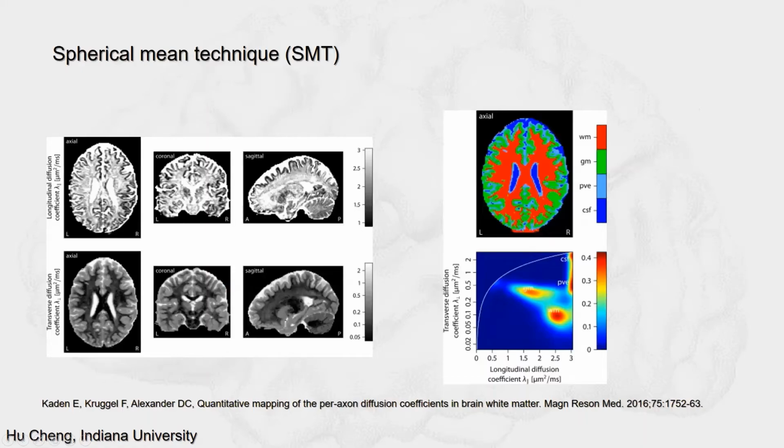And by using the spherical mean technique, Kaden et al. showed that the transverse and the longitudinal diffusion coefficients can very well separate the brain tissues into gray matter, white matter, CSF, and partial volume effects.